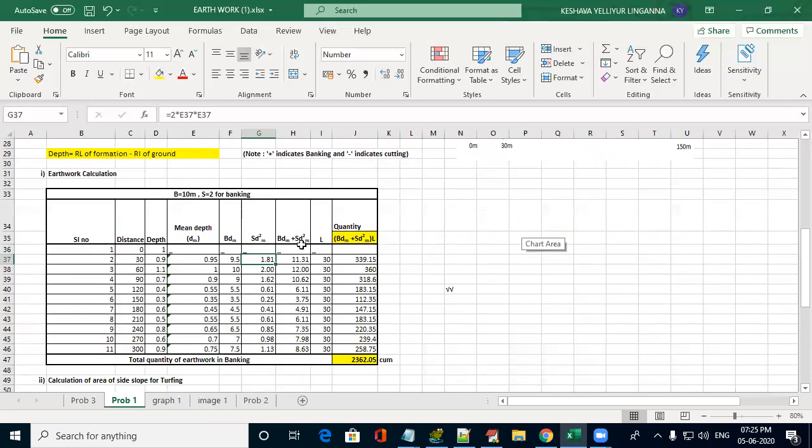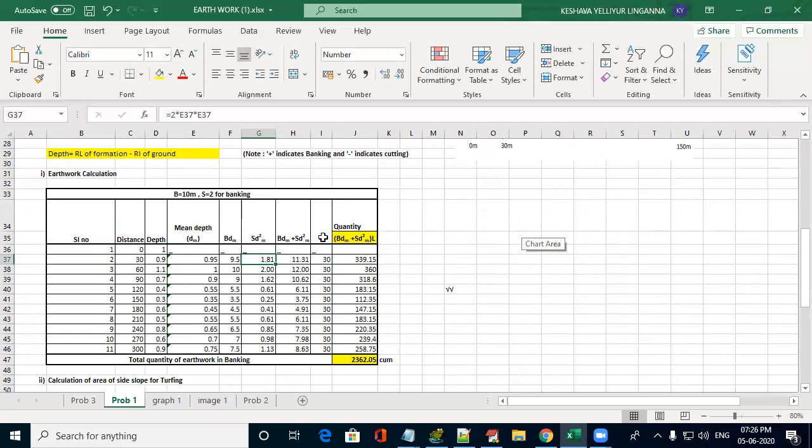Next is BDM plus SD square. It is very easy, adding up these two columns. 9.5 plus 1.81 will give you this. 10 plus 2 will give you 12. Like this, you keep adding these two columns to get this column.